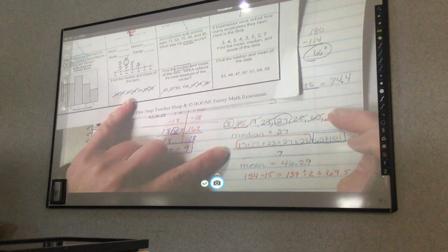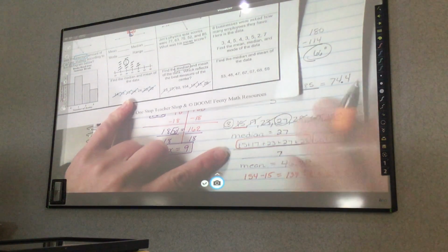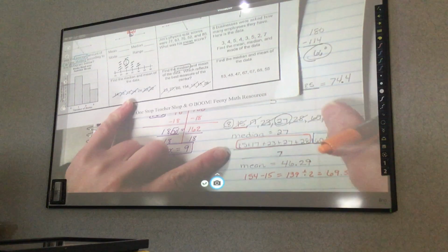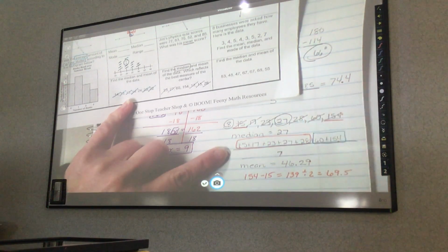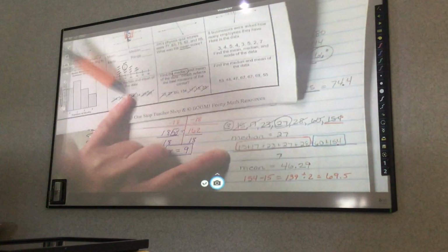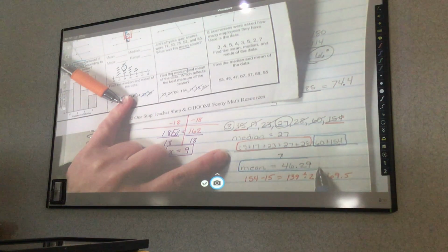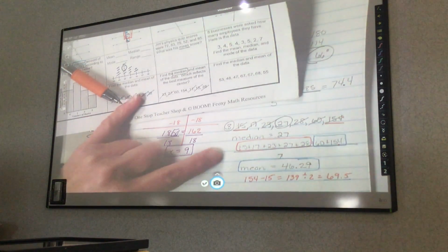Now, if they didn't have the 60, if they had like a 200 and everything else, that might skew your information also. So the best measurement of center is actually the mean, because 46 is closer to your 69.5.